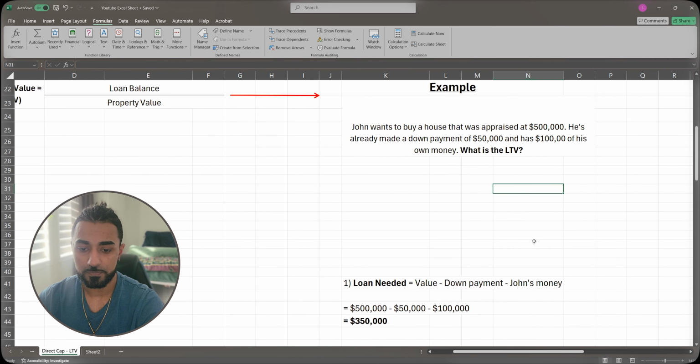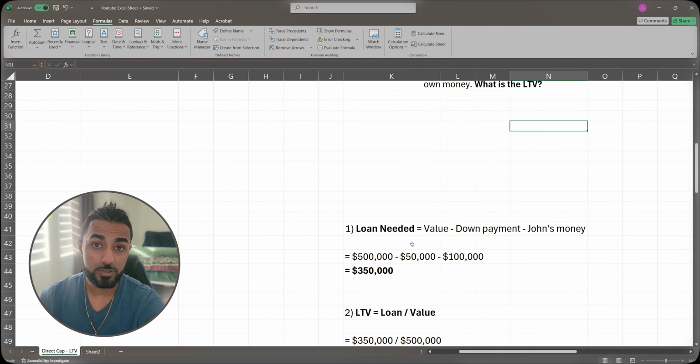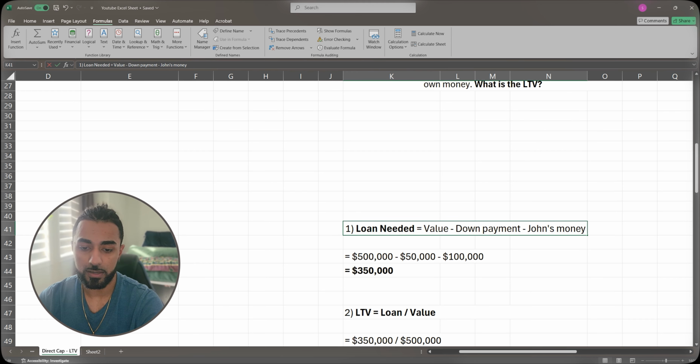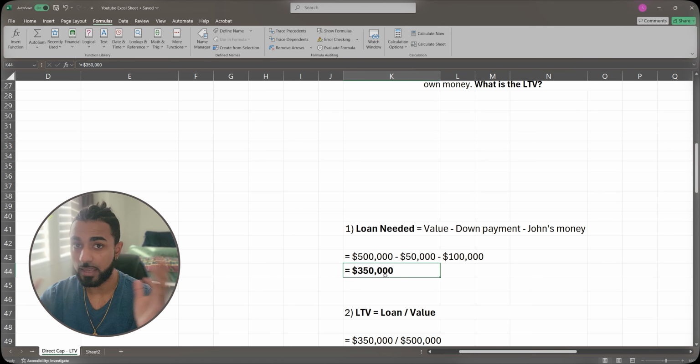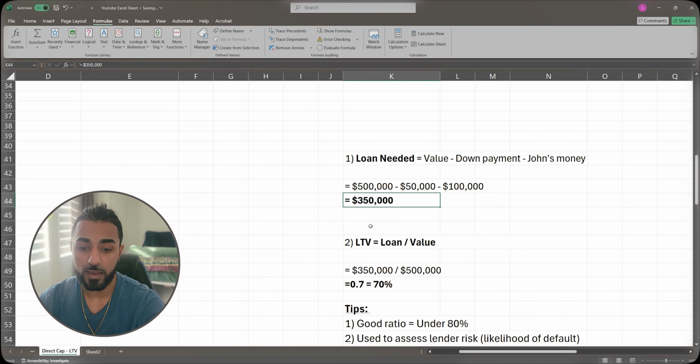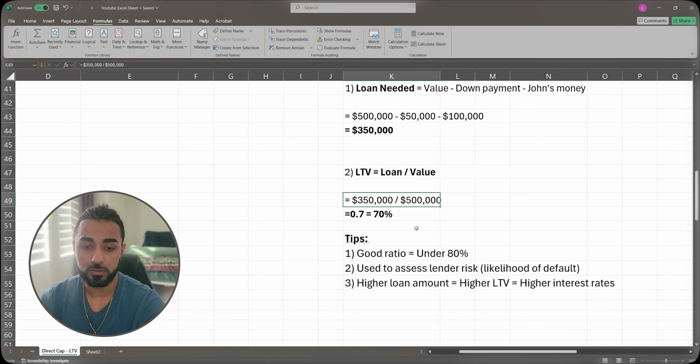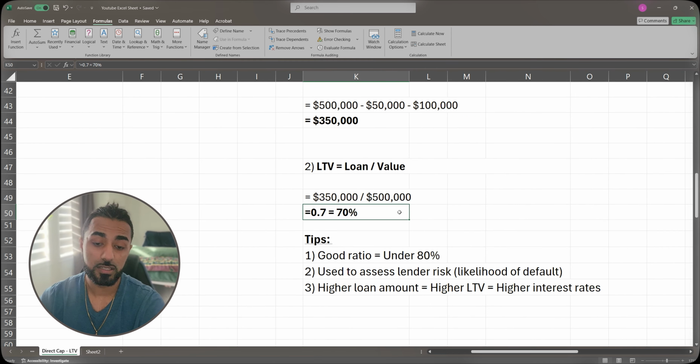We go down here and look. The loan needed is going to be the value, $500K, minus the $50K down payment that we already paid out of our own money, and another $100K on top of that of John's own money as well. So John needs a $350,000 loan, because he doesn't have that money. We take that loan and divide it by the value of the property itself. The appraised value was $500K. So super simple, we have a loan to value ratio of 0.7 or 70%.